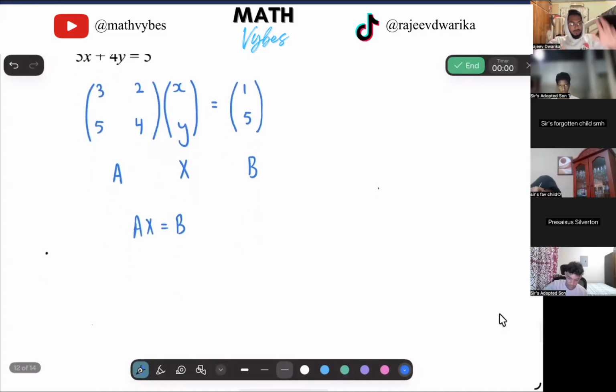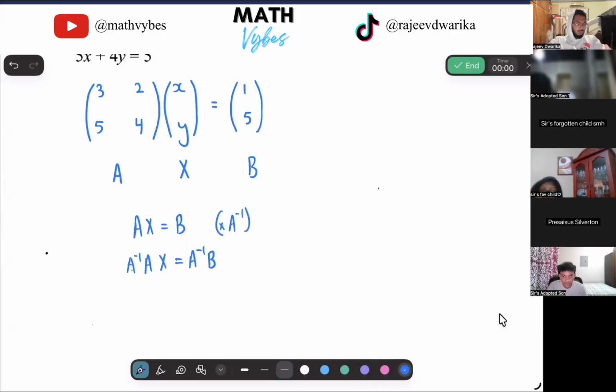You're confused? Yeah, I would be too. Right. I want to find X. So what would I need to do on both sides? Tell me, what is the opposite of A? Find the inverse. I will multiply both sides by what inverse? A inverse. Right? And if I do that, A inverse is going to multiply by A, and A inverse is going to multiply by B. You with me?